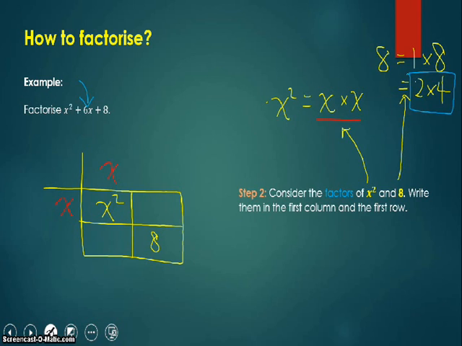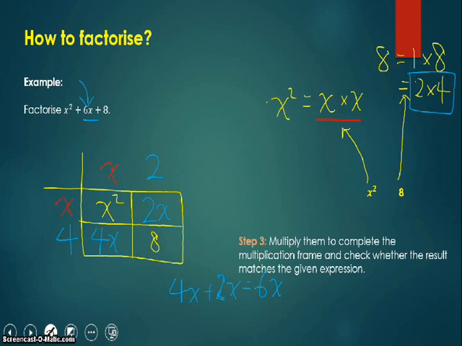So when I put 2 over here and I put 4 over here, what happens is I'll get 4x in this box and I'll get 2x in this box. Let's take a check. 4x plus 2x gives me 6x, and this actually tallies with the given expression, and this is where step 3 comes in. Multiply them to complete the multiplication frame and check whether the result matches the given expression.